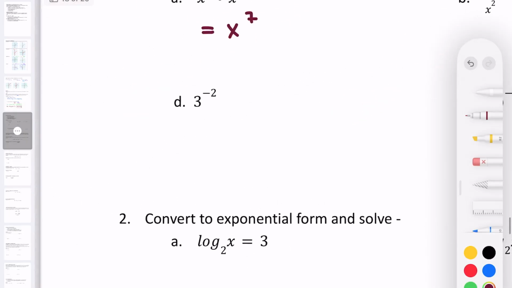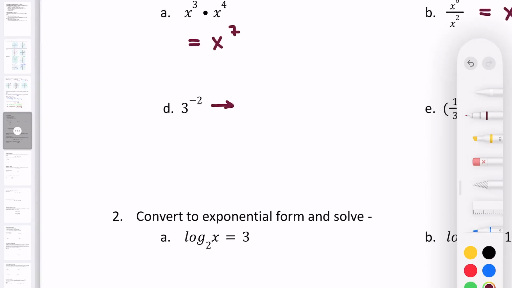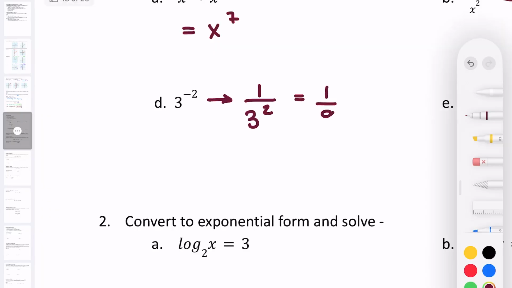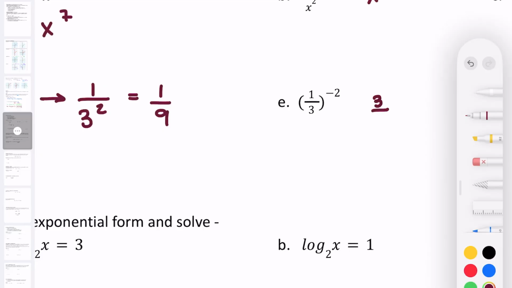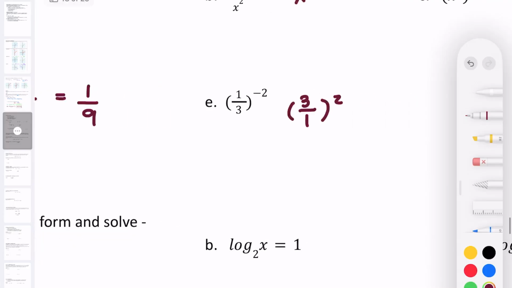We have the negative exponent rule, which shows that we can rewrite any negative exponent as a positive exponent by writing the value as a fraction. So this would be 1/9. The same goes for the opposite. So now this would be 3/1 squared, or 3 squared, which is 9.